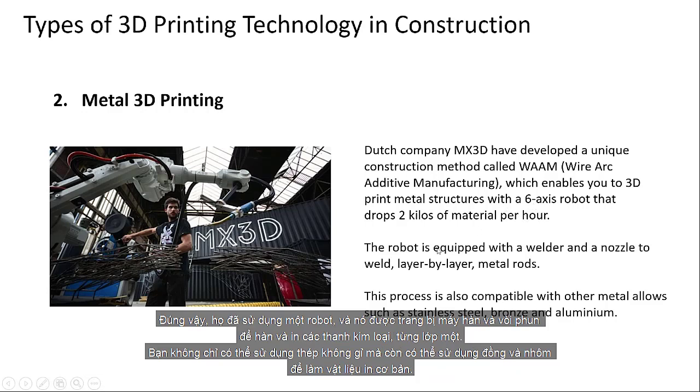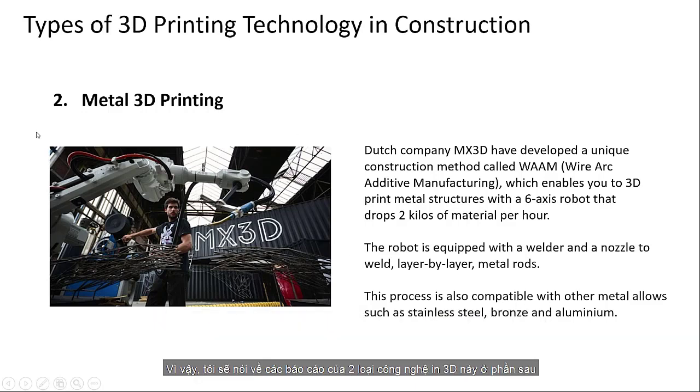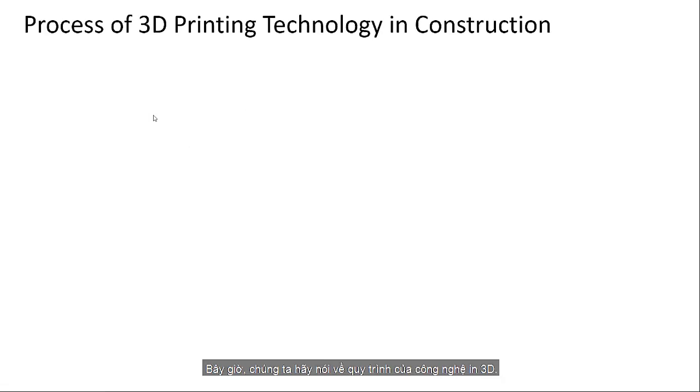Here they use a robot. The robot is equipped with a welding torch and nozzle to weld layer by layer, and in this way they print the metal. The material used here is not limited. You can use not only stainless steel, but also bronze or aluminum. I will talk about the case studies of these two types of 3D printing technology later.